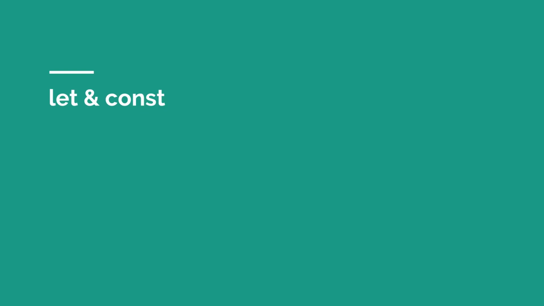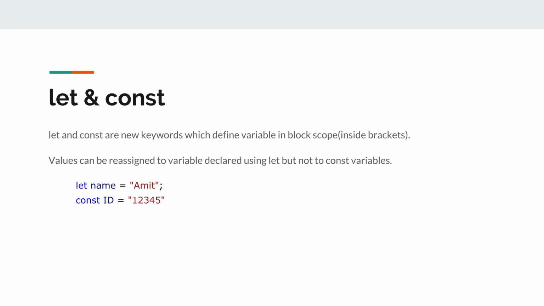Let's move on to let and const now. ES6 introduced two new ways to declare variables, let and const, in addition to ES5's var. Var has a function scope, while let and const have block scope. So if you have defined variables inside curly brackets, you can't access those variables outside those curly brackets.